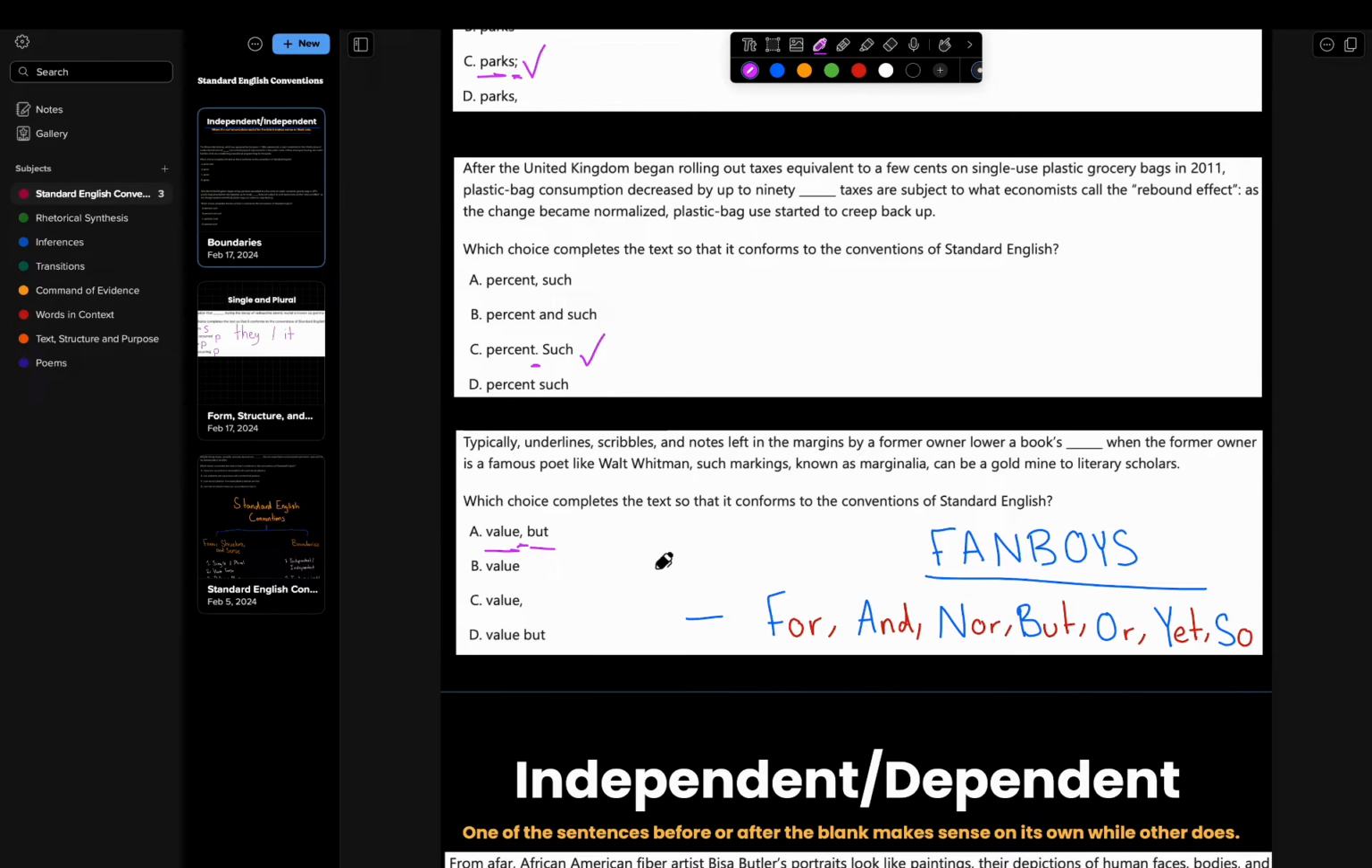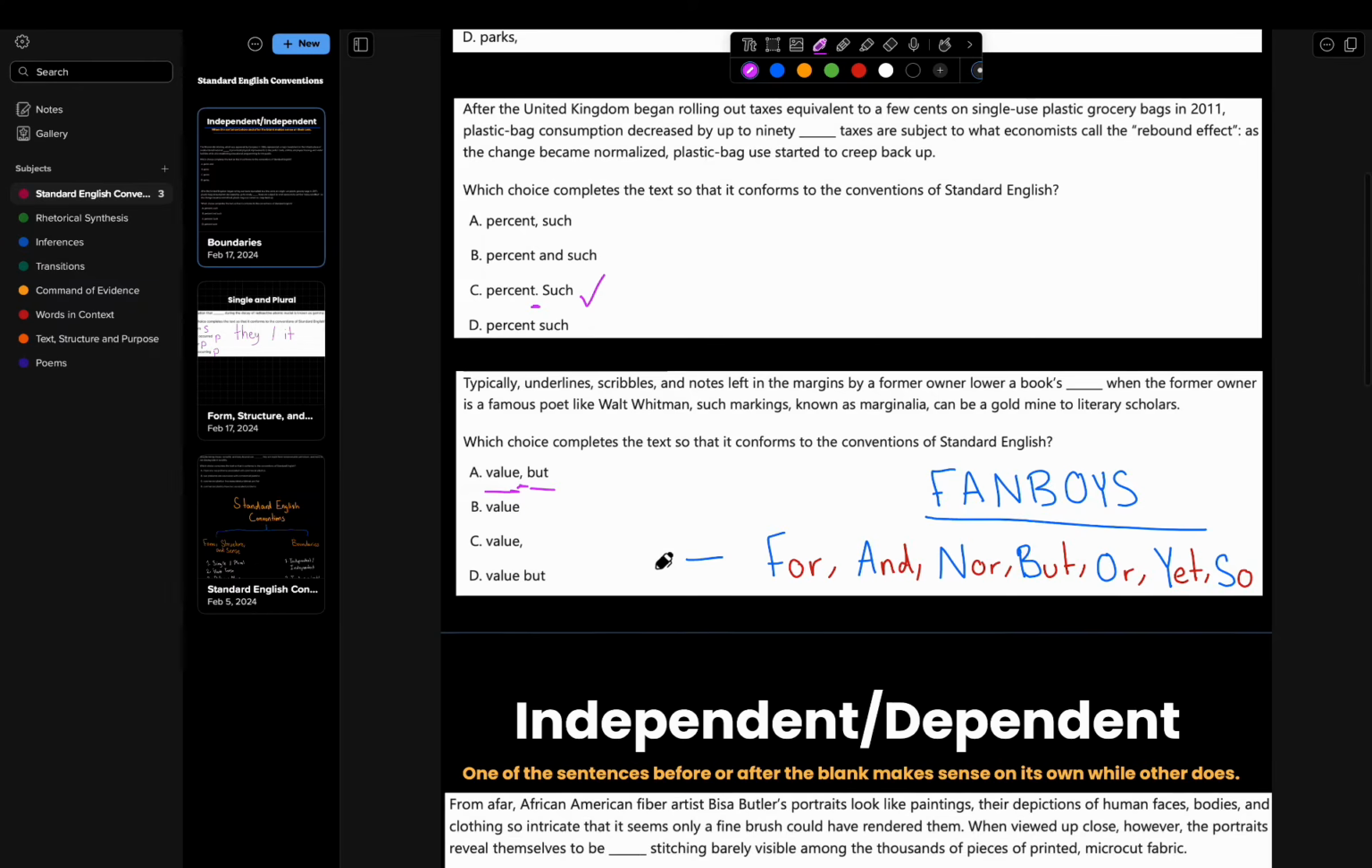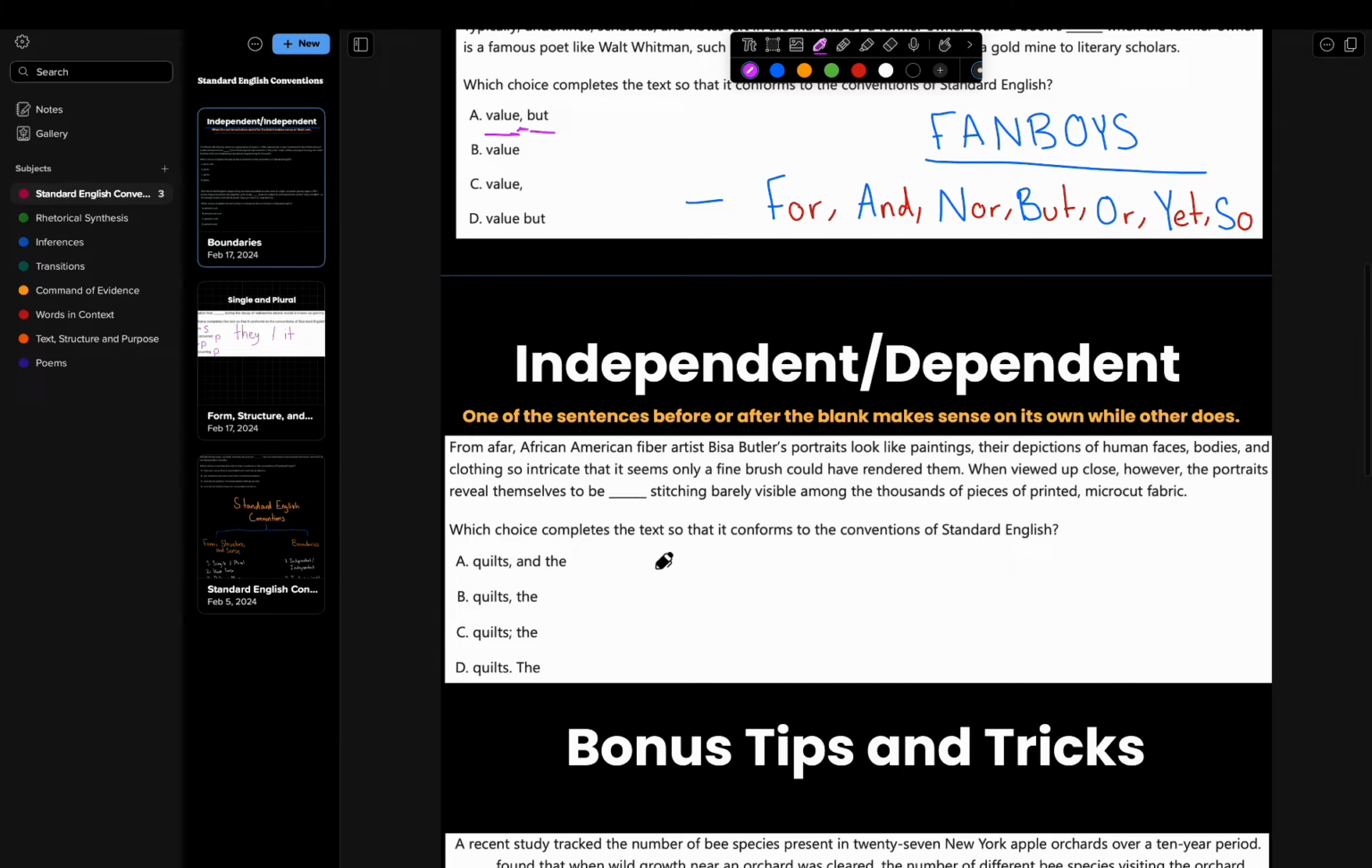Alright, this one is a little different. Let's read the text. From afar, African American fiber artist Bisa Butler's portraits look like paintings. Their depictions of human faces, bodies, and clothing so intricate that it seems only a fine brush could have rendered them. When viewed up close, however, the portraits reveal themselves to be quilts. These lines make sense on their own. Let's see the line after the blank. The stitching barely visible among the thousands of pieces of printed microcut fabric.